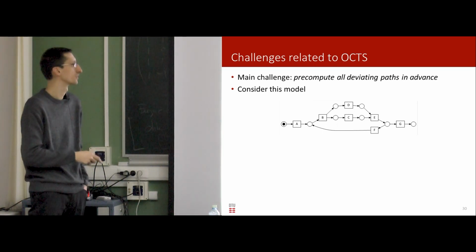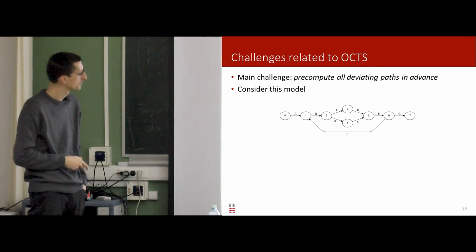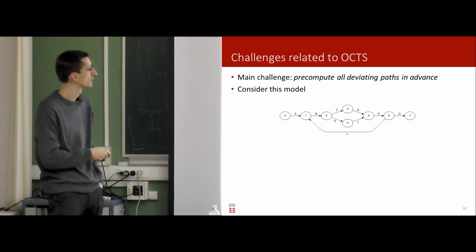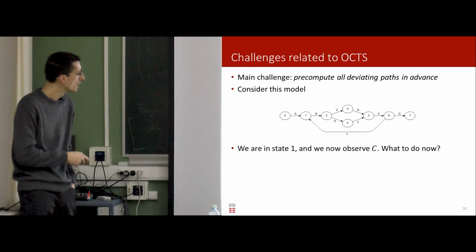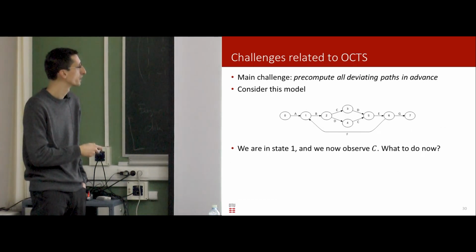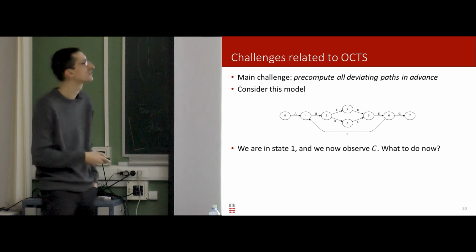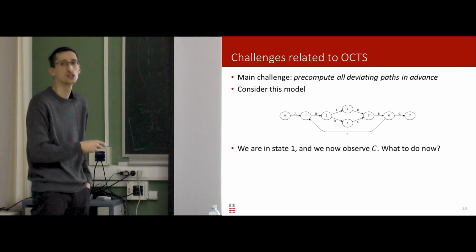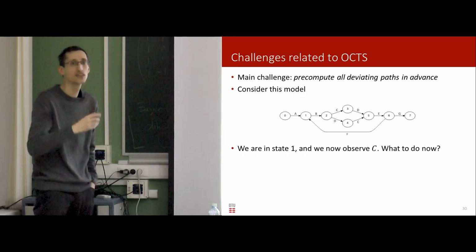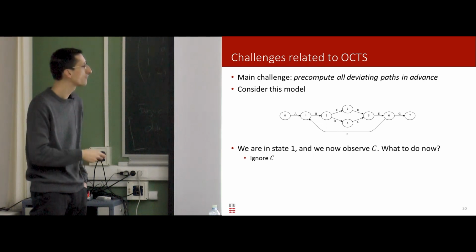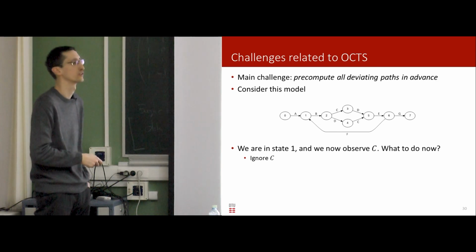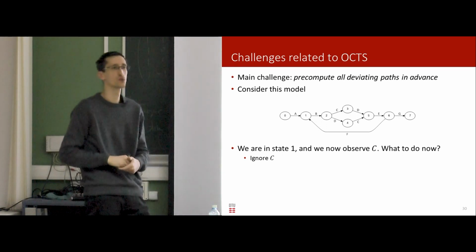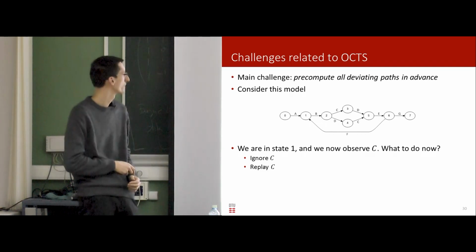So let's start from a certain Petri net, but we're not really interested in the Petri net. We're interested in the transition system that we can extract out of this Petri net. Let's say we're now in state 1. So we're here, and we observe activity C. What should we do now? From state 1, we have just one transition outgoing, and it's labeled B. So we have two options. The first is to ignore C. So we can say, okay, we received this event, but for some reason this event was wrong, so we ignored it.